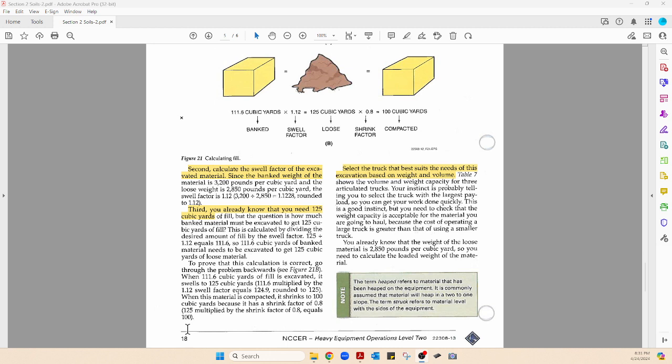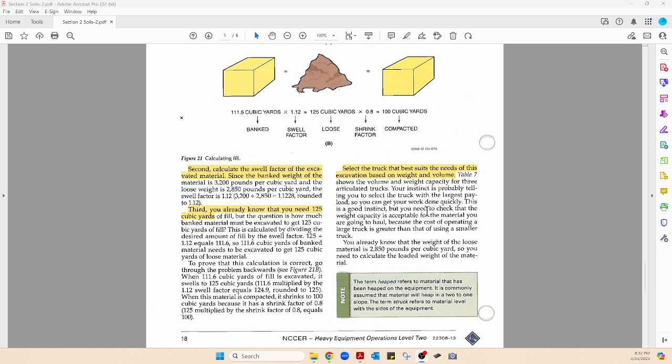So the whole thing here, as it says up here, is to select the truck that best suits the needs of this excavation based on weight and volume. Now, Table 7 shows the volume and weight capacity for 3 articulated trucks. Your instinct is probably telling you to select the truck with the largest payload, the biggest truck, so you can get your work done quickly.